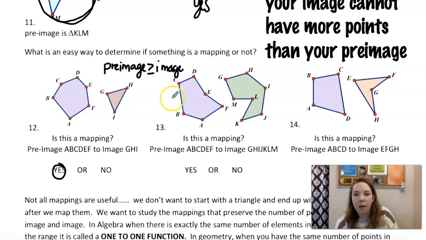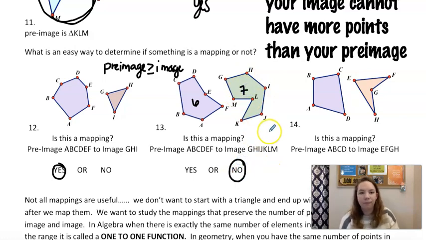All right, so let's count these. We have 1, 2, 3, 4, 5, 6 here. 1, 2, 3, 4, 5, 6, 7 here. So this is not a mapping. This one we have 4 and 4, so that is a mapping.